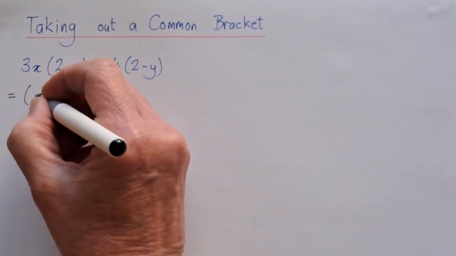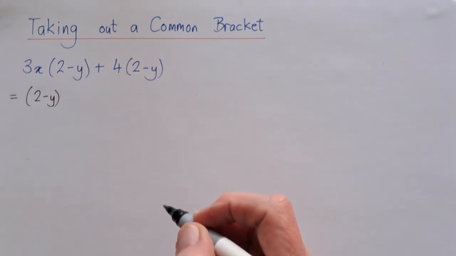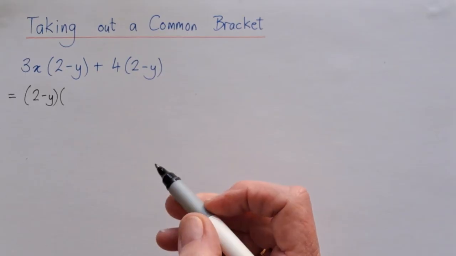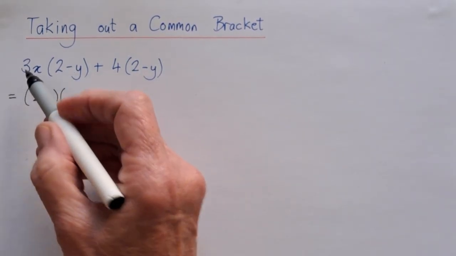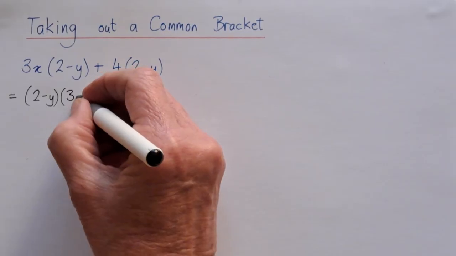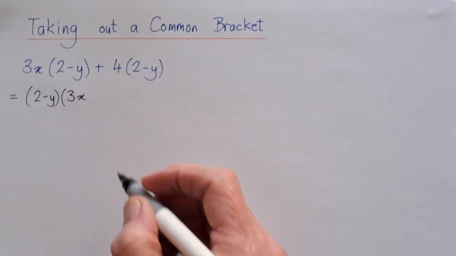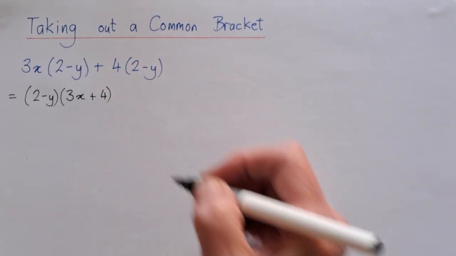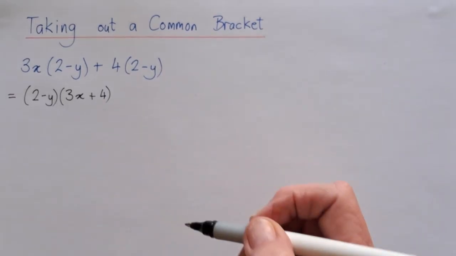So we're going to take out as our common factor the entire bracket 2 minus y, and then in the second bracket we're going to put down what's left over from each term. So once we've taken out this bracket, we're left with 3x, and in the second term, once we've taken out the bracket of 2 minus y, we're left with 4. And that's all we need to do, and we've now factorized that algebraic expression.